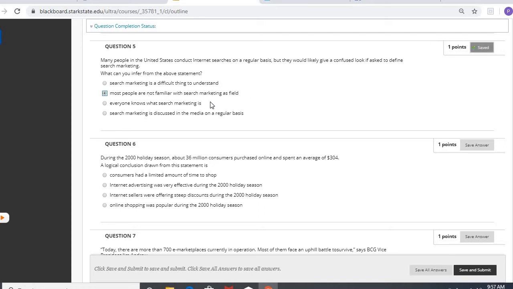I don't think we could say everyone knows what that is because it says they would have a confused look. It's not obviously discussed regularly. I really don't hear of this very often. So it might be difficult to understand, but I think a safer assumption, a safer inference would be most people are not familiar with what this is as a field.